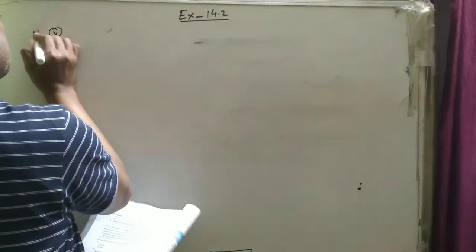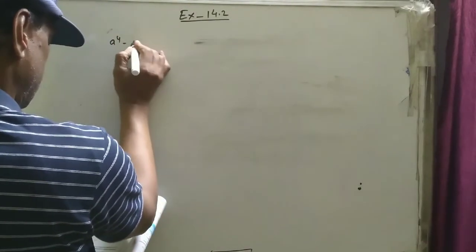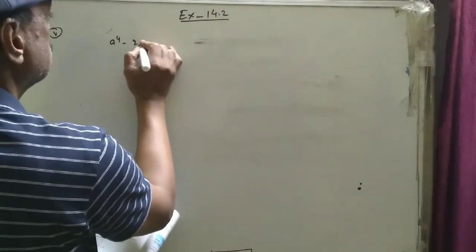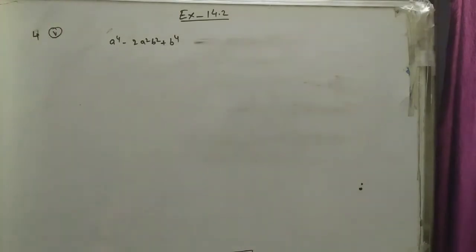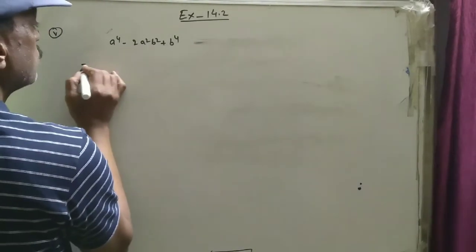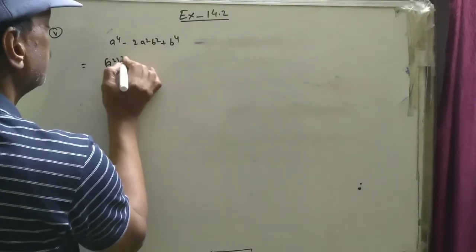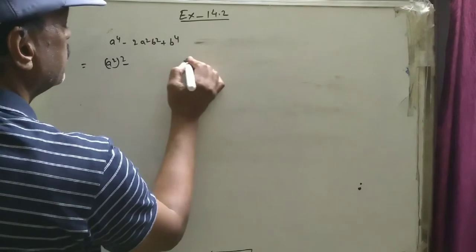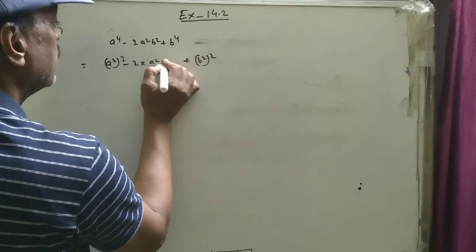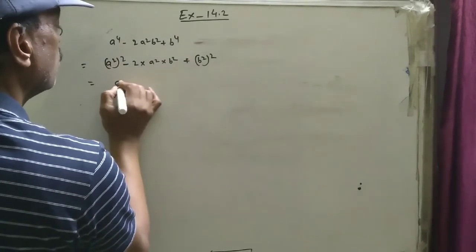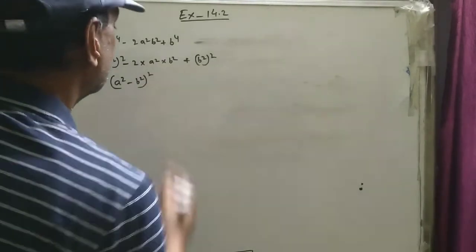Okay, the question is a to the power 4 minus 2a square b square plus b to the power 4. We will use the formula a minus b whole square. So this can be written as a square minus 2ab, 2 into a square into b square, plus b square. So we can write a square minus b square whole square for this.